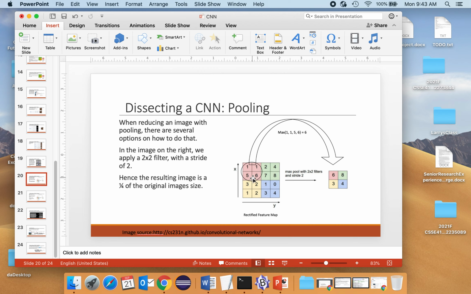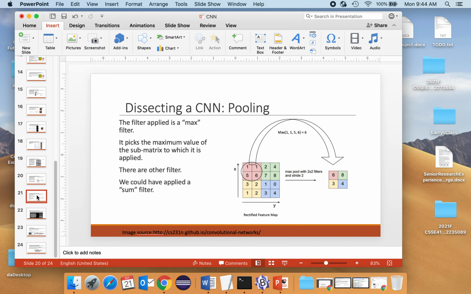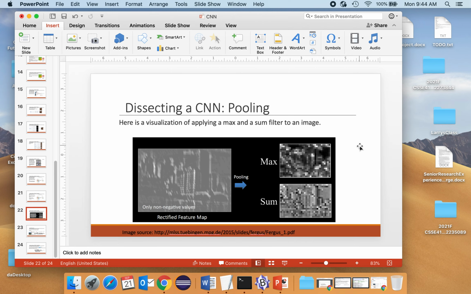So this one over here will be reduced to this one over here, stride 2, this one to this one, this one to this one. In this particular example, we have a max filter. So we pick out the maximum in each of these little quadrants: 6, 8, 3, and 4. But there are others. We could produce the sum of all these elements. So here's how that looks for an image. Down here we do the sum, over here we do the max. So reducing the image size.